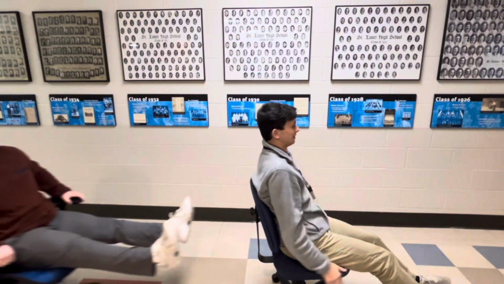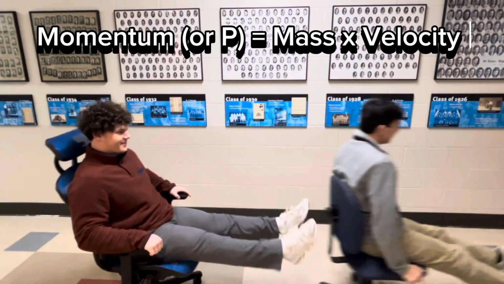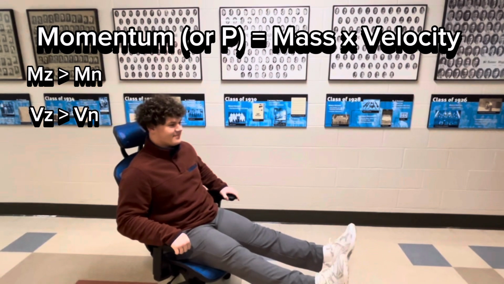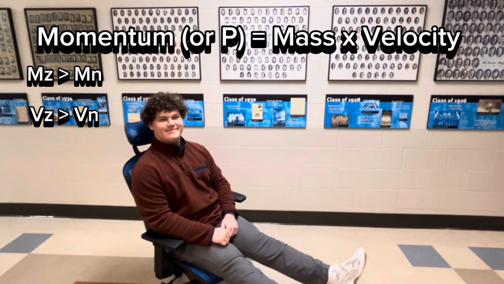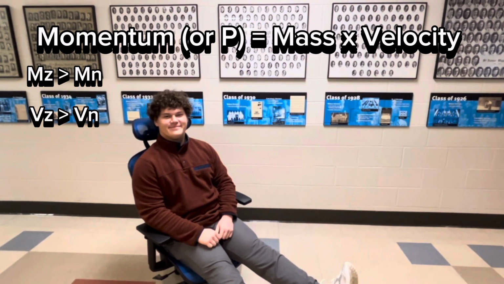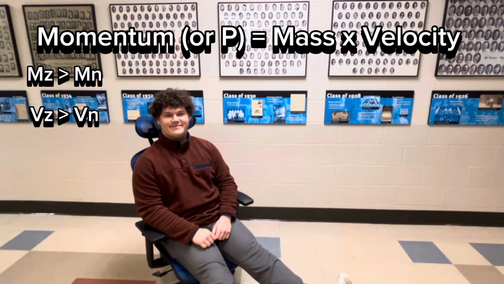So we know that momentum, or P, is equal to mass times velocity, and my mass and velocity, both being greater than Nathan's, will send a large shift in momentum to Nathan since momentum is conserved in a system. Since my mass is greater, that momentum will be shown as velocity in the transfer.